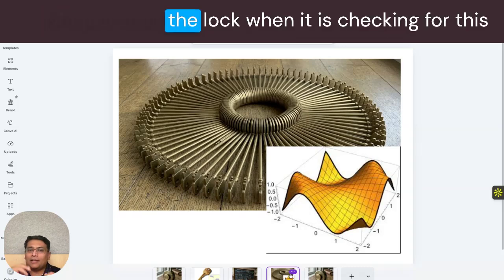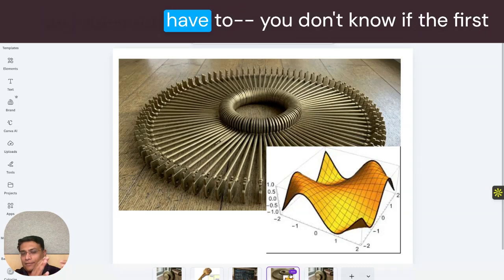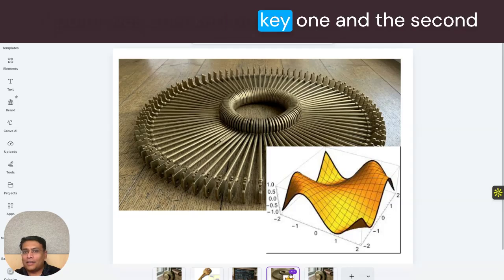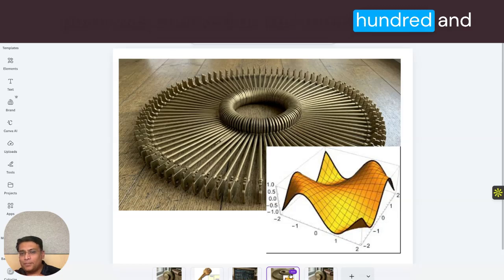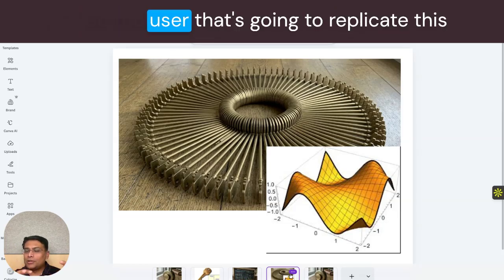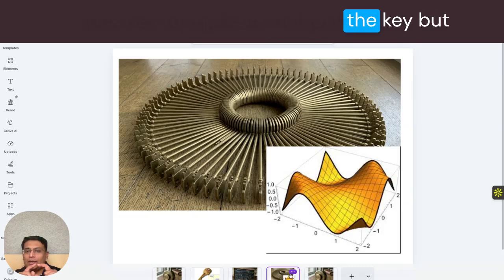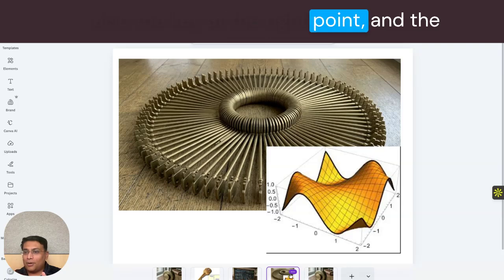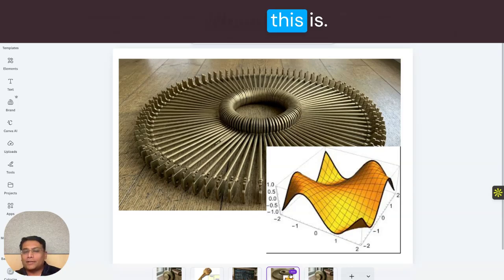Not just that, the lock, when it is checking for this key, you don't know if the first point was checked on key 1 and the second point was checked on key 300 and the third point was checked on key 22. So the user that's going to replicate this lock has to replicate not just the key, but also the key at the right point, and the sequence would also then matter, right?